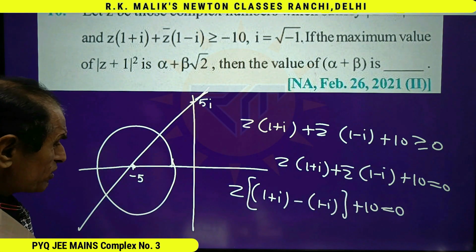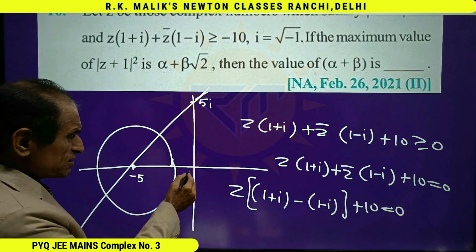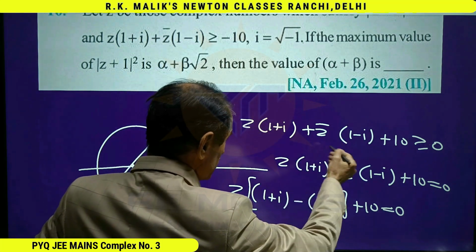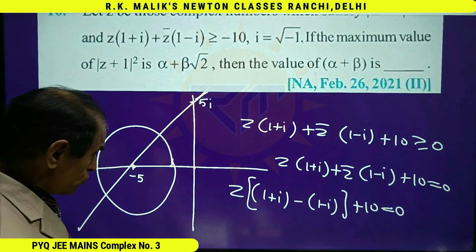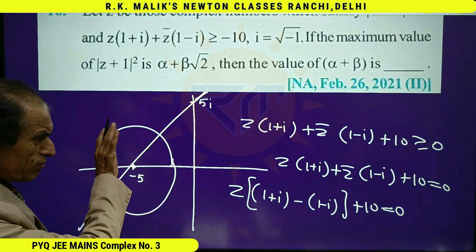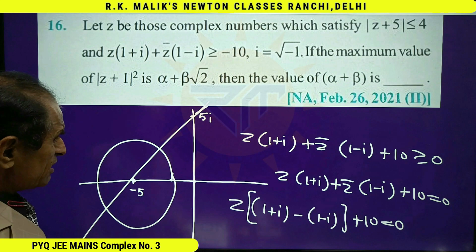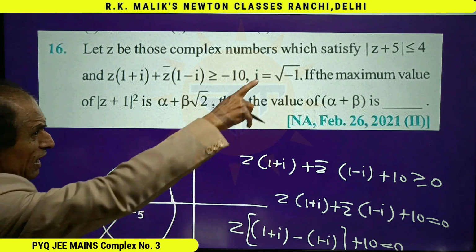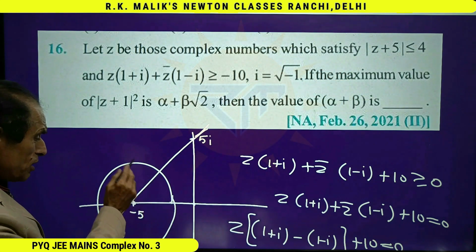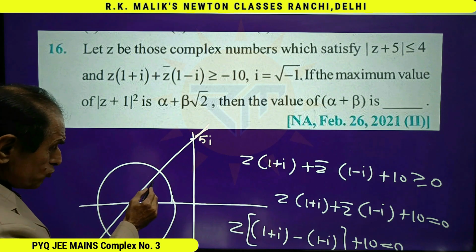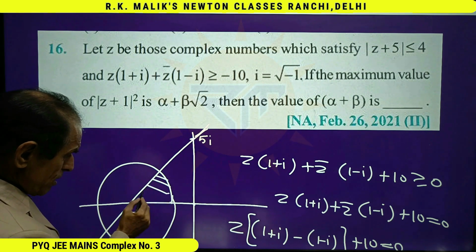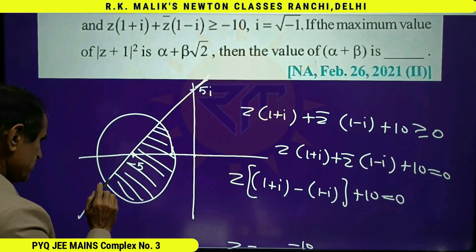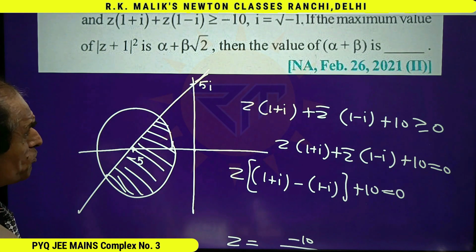To check on which side shading will be there, let us take the example of the origin. By writing z equals 0, I am getting 10, and 10 greater than or equal to 0 is true. Therefore, I will say shading will be on this side of the line. According to that, shading should also be inside this circle. That is, the common shaded portion will be this.